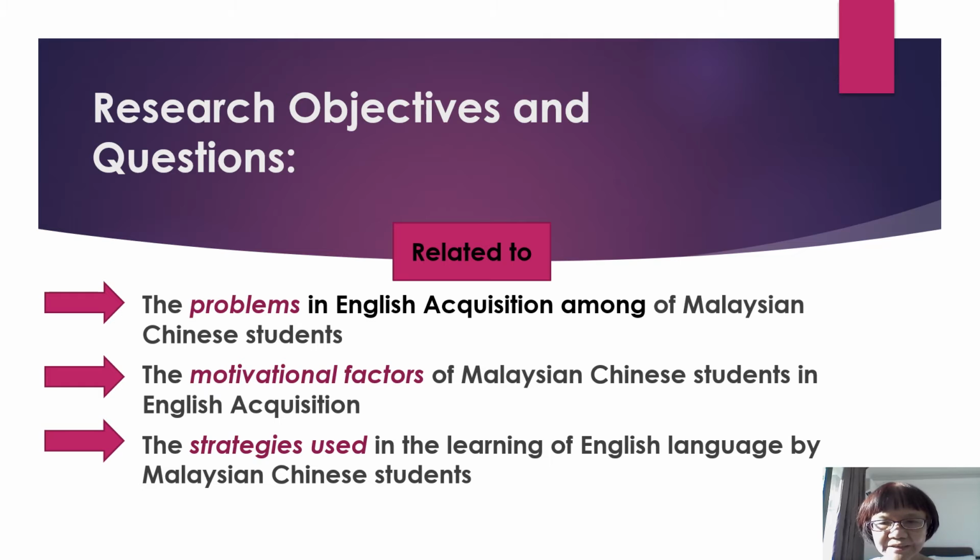The research objectives and questions are related to, firstly, the problems in English acquisition among Malaysian Chinese students. Secondly, the motivational factors of Malaysian Chinese students in English acquisition. And thirdly, the strategies used in the learning of English language among our Malaysian Chinese students.